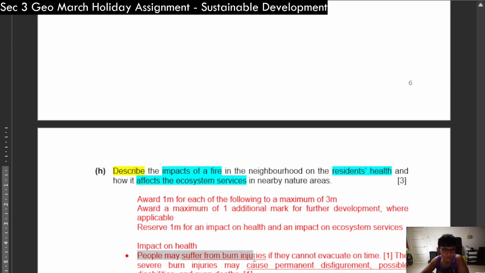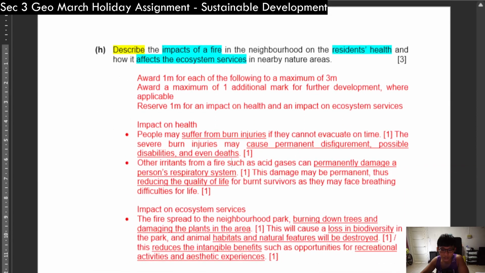So people may suffer from burn injuries if they are not evacuated in time. So that is the key point. They suffer from the burn injury. So the severe burns may cause permanent disfigurement, possible disability, and even death. So this is an elaboration of the burn injury.